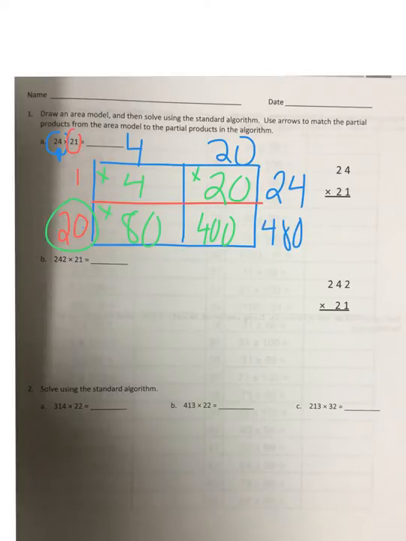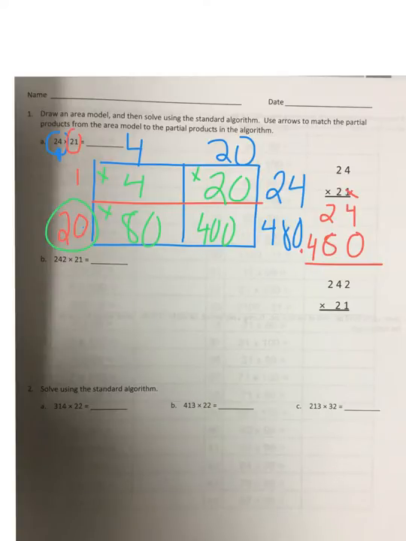Now, here's how it connects to the standard algorithm, okay? I start with my 1, multiply by 4, then by 2, go to my 2, do the same thing, using that standard algorithm on the side instead of all this work shown, you would end up with the same partial products, 24 and 480. Let's watch. 1 times 4 is 4. 1 times 2 is 2. Go to my next number, put my 0. 2 times 4 is 8. 2 times 2 is 4. It's the same process without all of the work shown in the area model.